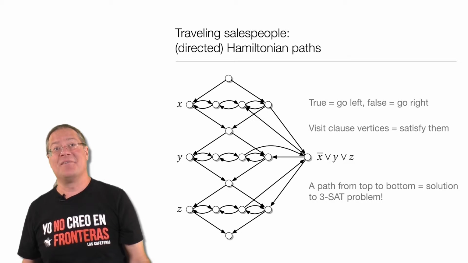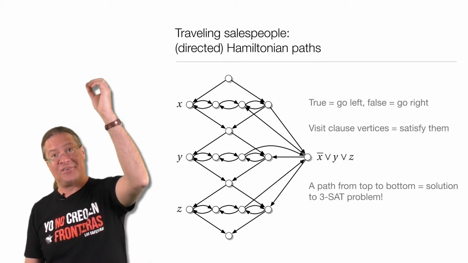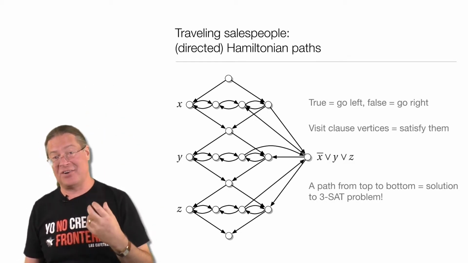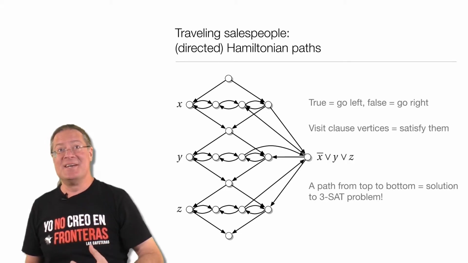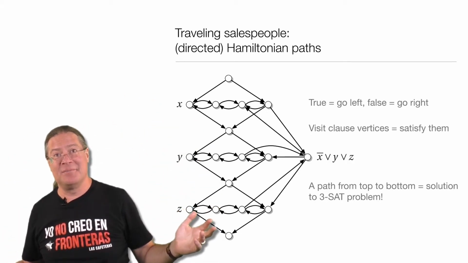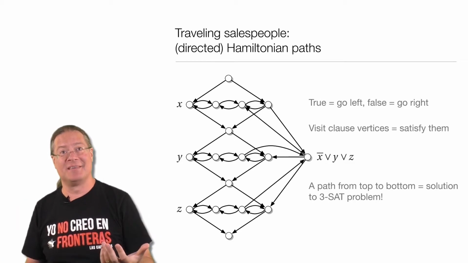We've proved that the question of whether I can get from the top of this graph to the bottom and touch every vertex along the way can express any problem in NP, because it can express 3-SAT.